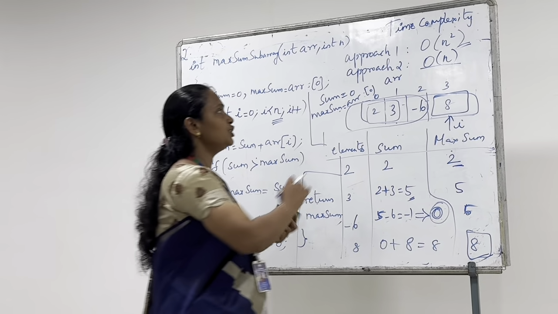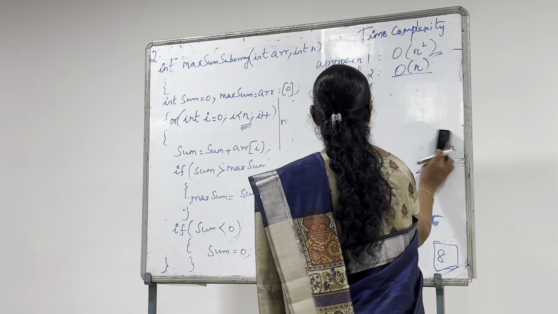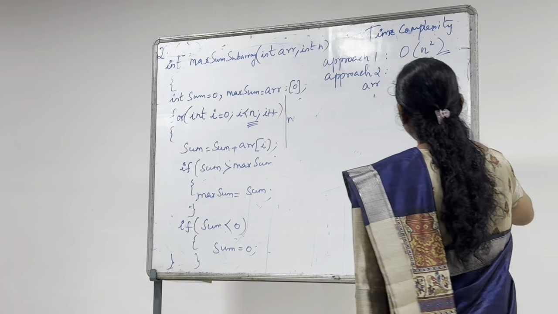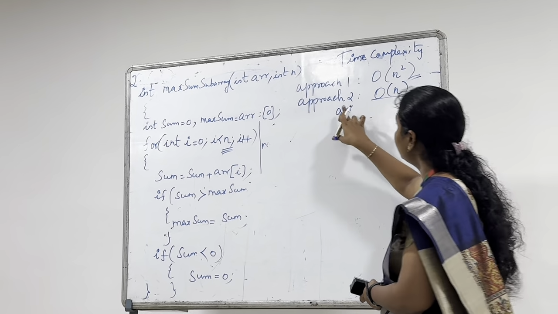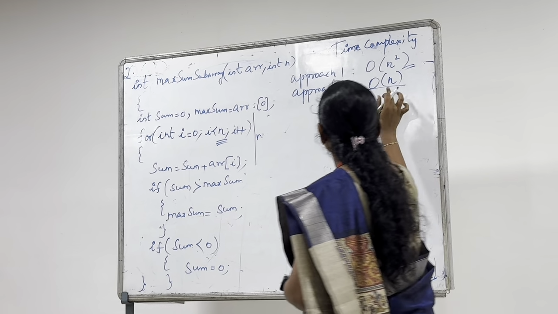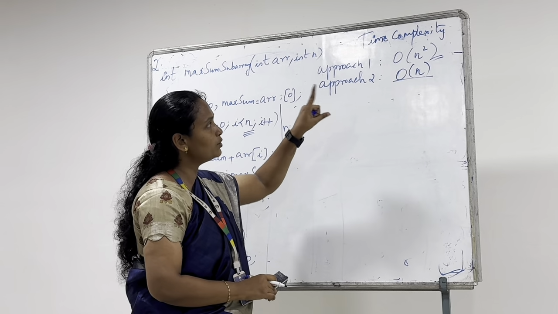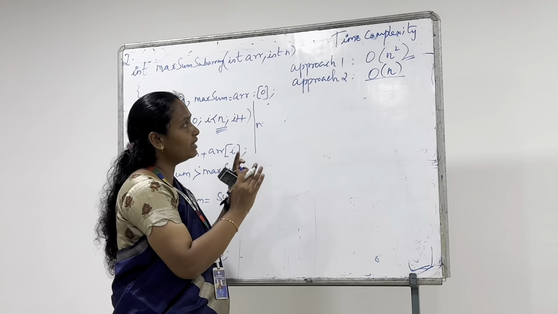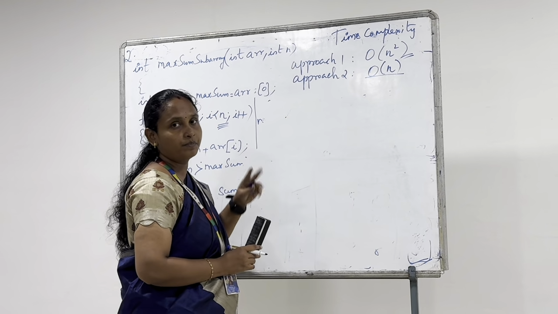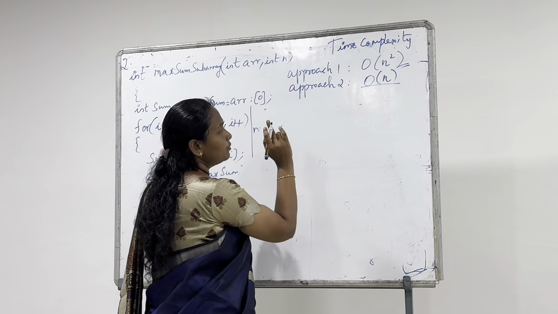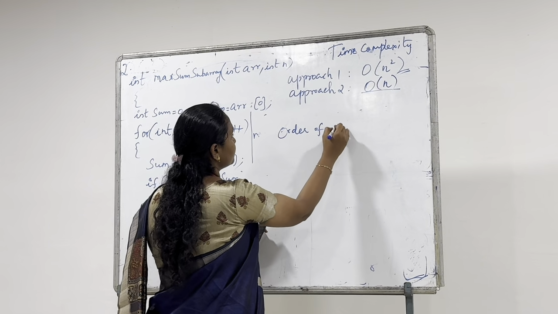So compare these two time complexities. Approach 1 uses a simple brute force approach, and approach 2 uses Kadane's algorithm. When we are using Kadane's algorithm, it is big O of n, and when we are using the brute force approach, it is big O of n square. So how are we going to compare these two time complexities? How can we say this time complexity is better than that? For that, we need to consider the order of growth. So we need to know what the order of growth is.